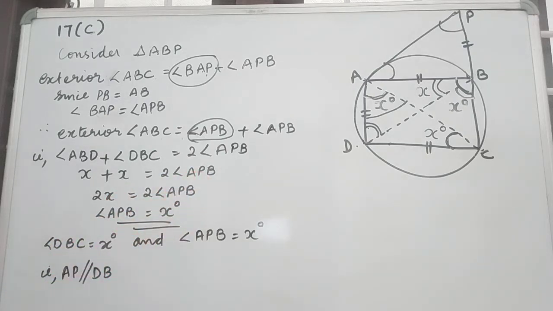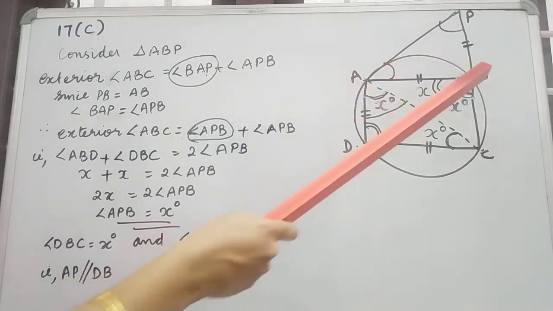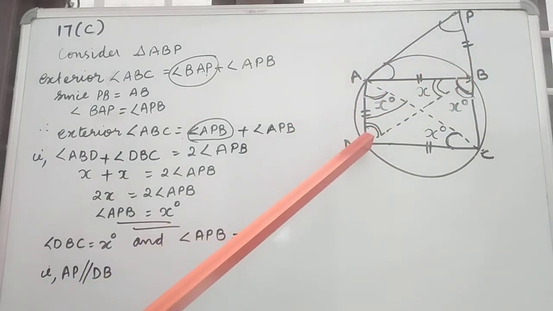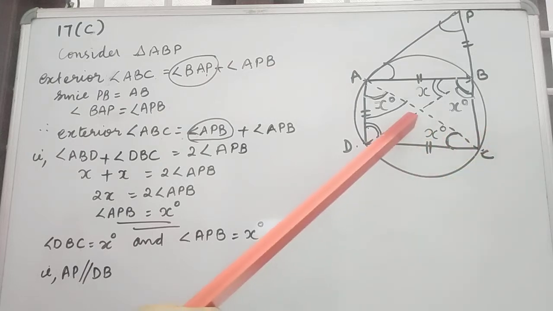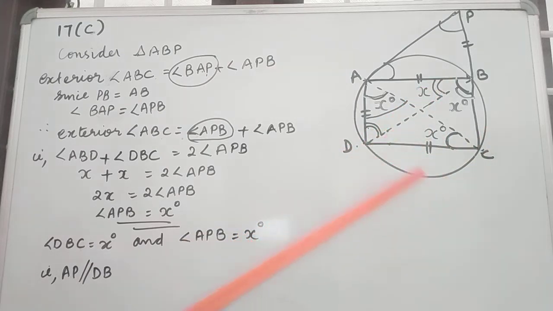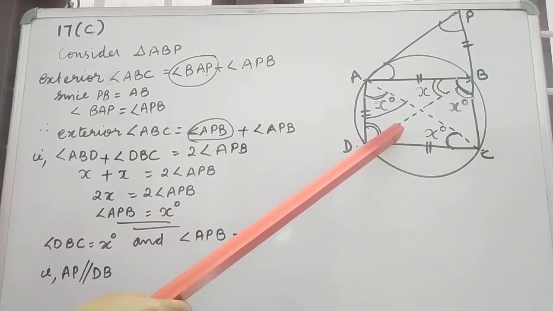Then, hence or otherwise, we want to prove that AP is parallel to BD. For that, look at BDC. These two angles are equal, we already proved. So this angle will be equal to X. We proved DBC as X. So, look at APB.